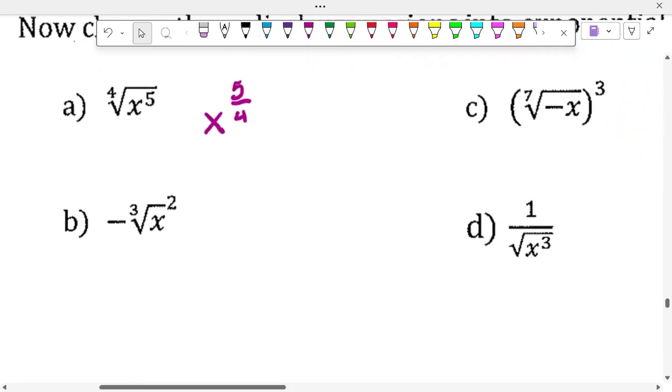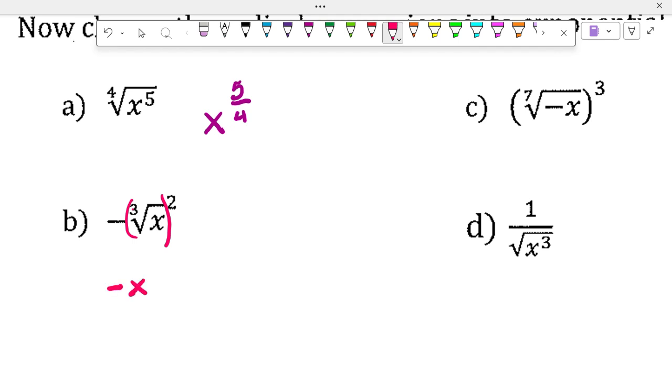All right, last one, letter B. Oh, second to last one, actually. All right, so be careful with where the square is. It's right here. So would my negative be included in the parentheses, or would it not be? Not. So we write negative x, and then whatever the exponent is only going to be applied to the x. 2/3.